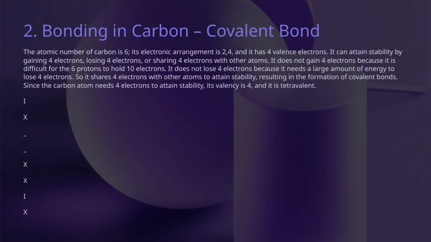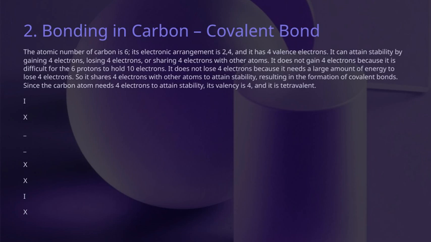Let's take a closer look at carbon and its atomic structure. The atomic number of carbon is 6, which means it has 6 protons. Its electronic arrangement is 2 electrons in the first shell and 4 in the second shell, giving it 4 valence electrons. These valence electrons are key because they determine how carbon interacts with other atoms. To achieve a more stable state, carbon can either gain 4 electrons, lose 4 electrons, or share 4 electrons through bonding. However, gaining 4 electrons isn't very likely because the 6 protons in the nucleus would then have a hard time holding onto 10 electrons.